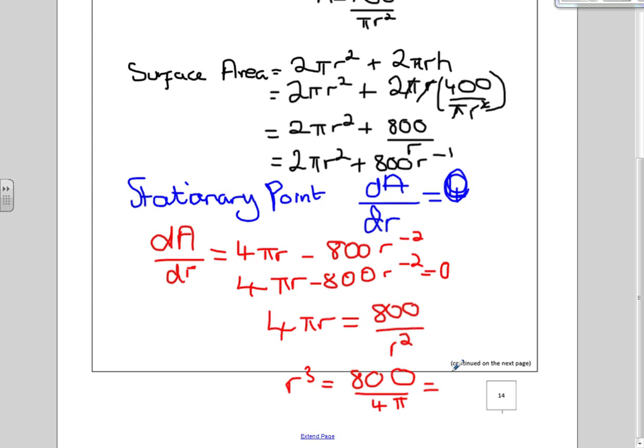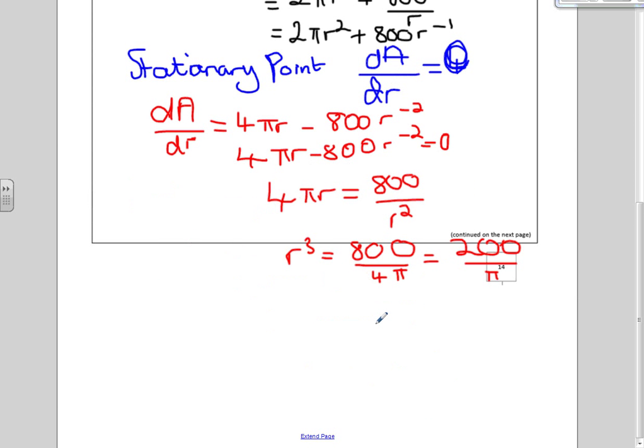which is the same as 200 over pi. So of course then we take the cube root, so r would be equal to the cube root of 200 over pi, and if you put that into your calculator, we end up with 3.99 centimeters for r.